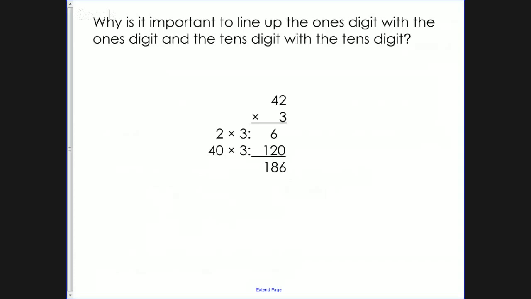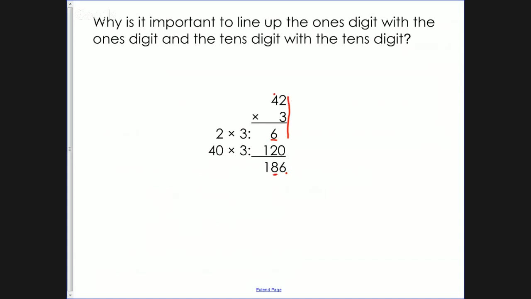Why is it important to line up the ones digit with the ones digit and the tens digit with the tens digit? Well, here you can see that they didn't. So 42 times 3, here's your ones column right here. And if you notice, the answer they actually put into their tens column. So if they do it that way, they would have nothing here to add. And then it would appear as if they had the 6 was to be in the tens column, so that's where they got the 8.